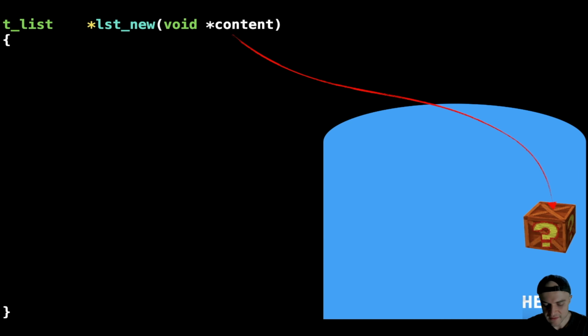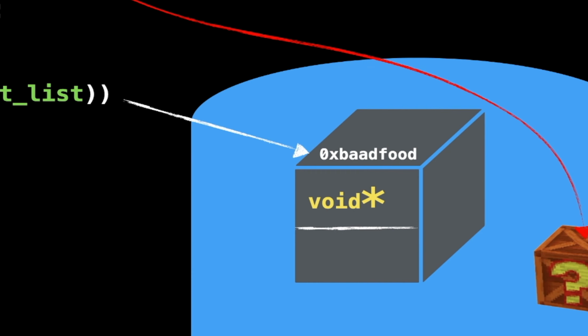What is the idea? What do we want to do? We want to create a new node with the content as the parameter as an input. So first of all, we are gonna create the actual node. I'm gonna declare an actual node, type list, a pointer to that, and then I'm gonna call the malloc, malloc size of type list. Now we have in the heap at the address bad food, this hexadecimal, this node.